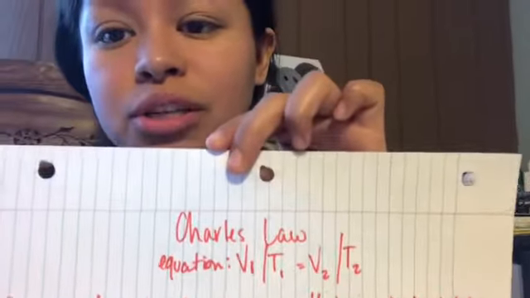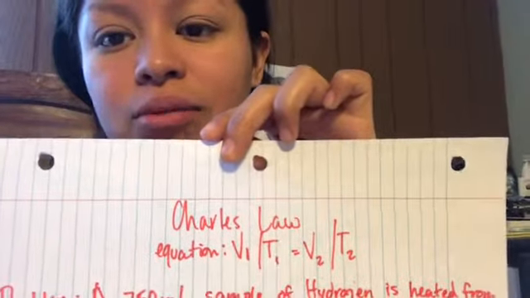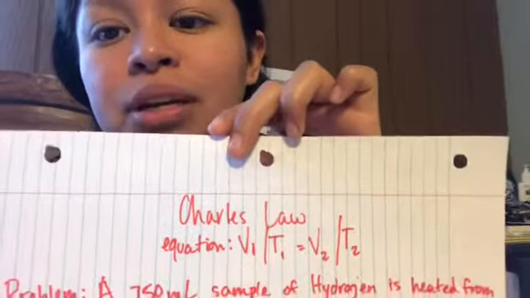Next we have Charles's law, which states that the volume of an ideal gas at constant pressure is directly proportional to the absolute temperature. We have here the equation V1 divided by T1 equals V2 divided by T2.